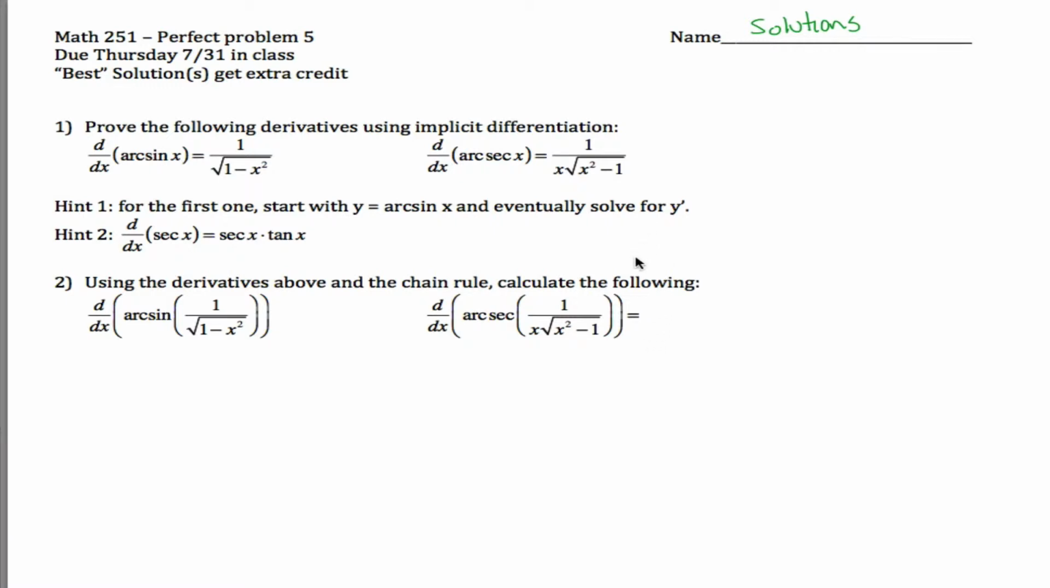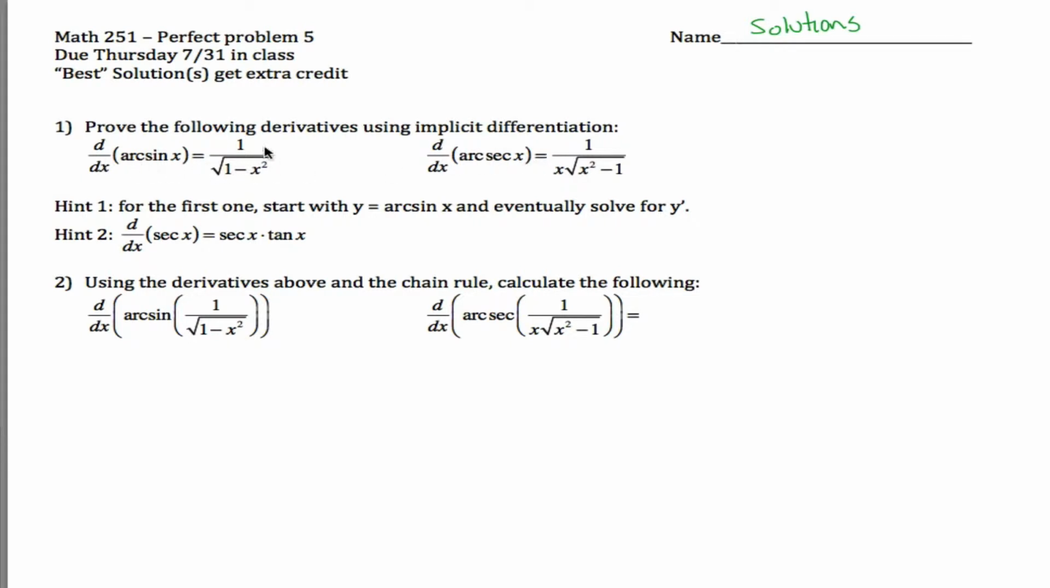Okay, here are solutions for perfect problem 5 from Math 251. We're given these two problems. Really, they're four problems, but anyways, we're given these problems, which are going to be tough to fit in on this page. The first thing to do is to show that these derivatives are true.